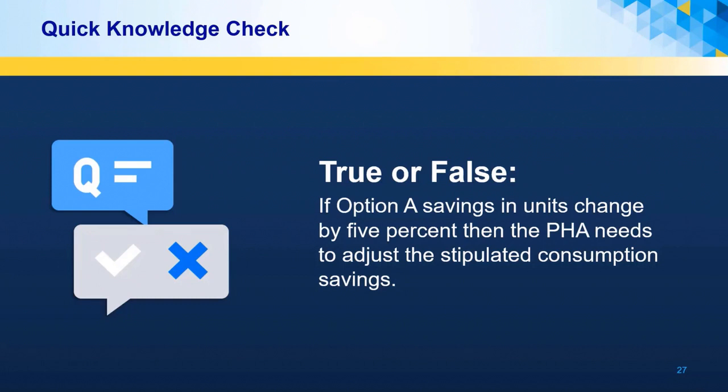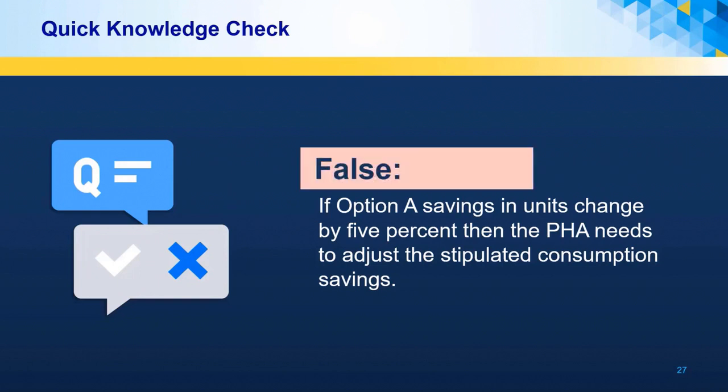Time for another knowledge check, another true or false question. If option A savings in units changes by 5%, then the PHA needs to adjust the stipulated consumption savings. The answer to that question is false. The stipulated savings are the HUD approved stipulated savings for specific utility types during the contract.